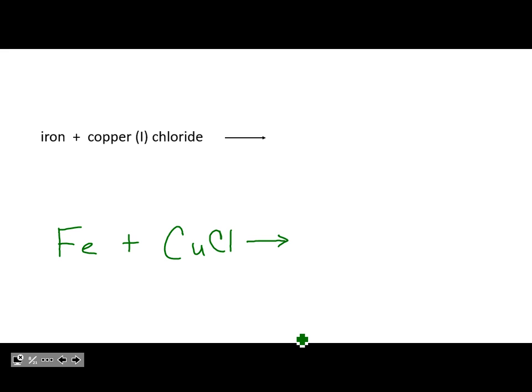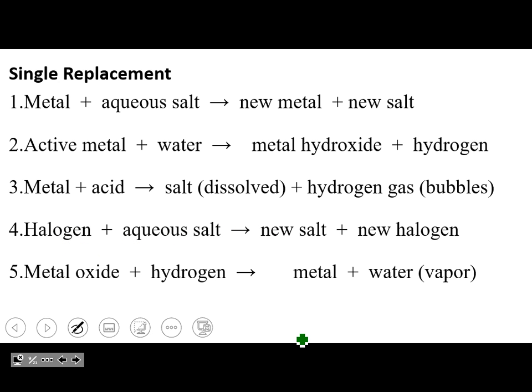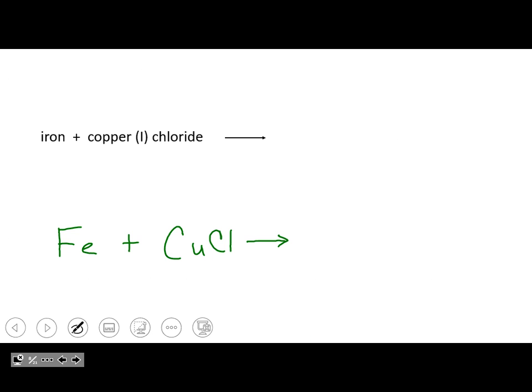So once again, I'm going to go through and I'm going to look. Do I have a metal and an aqueous salt? Yes, I do. Do I have an active metal and water? No. So it's not 2. Okay? I don't have an acid. I don't have a halogen. I don't have a metal oxide and hydrogen. So once again, this one is going to be a single replacement, number 1.